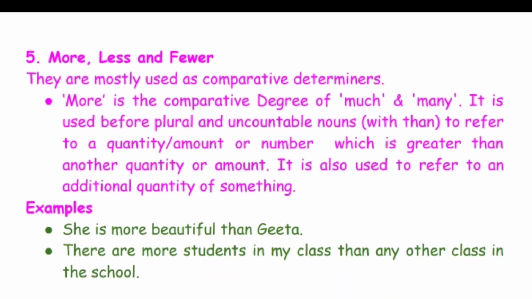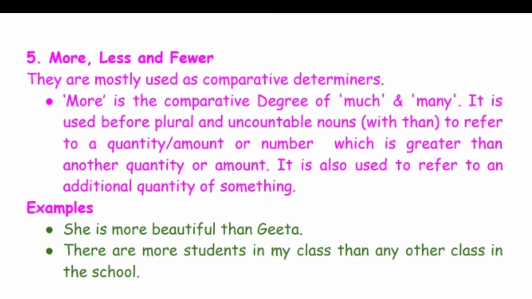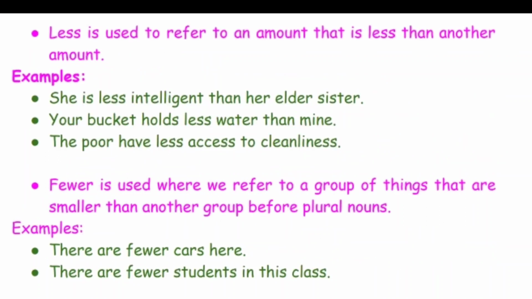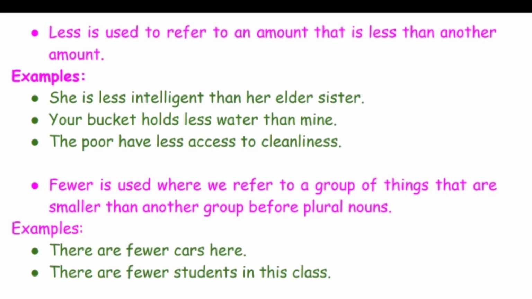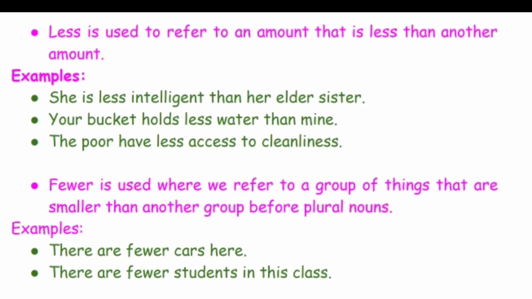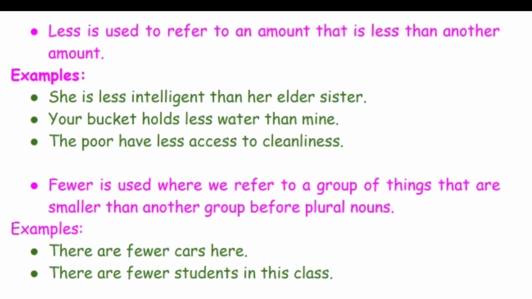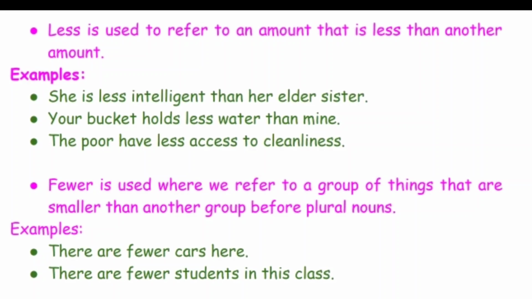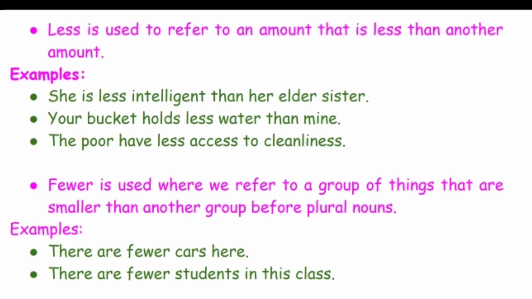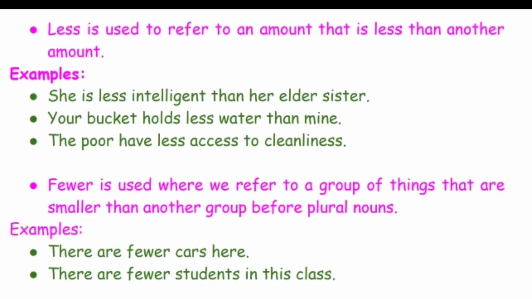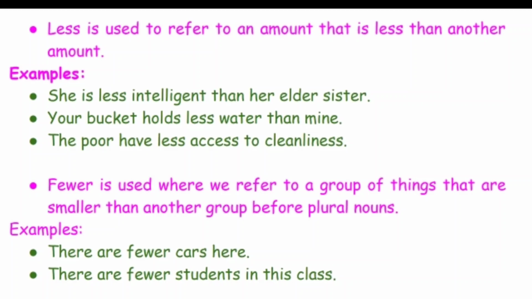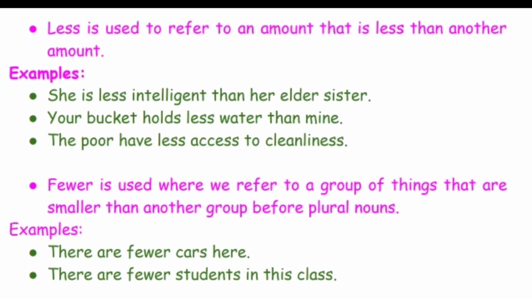For example, she is more beautiful than Geeta. There are more students in my class than any other class in the school. While less is used to refer to an amount that is less than another amount. Just like for example, she is less intelligent than her elder sister. Your bucket holds less water than mine. Here is also a comparison. Fewer is used where we refer to a group of things that are smaller than another group. For example, there are fewer cars here. There are fewer students in this class.